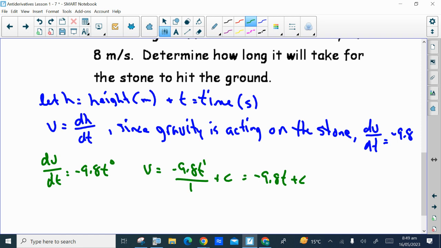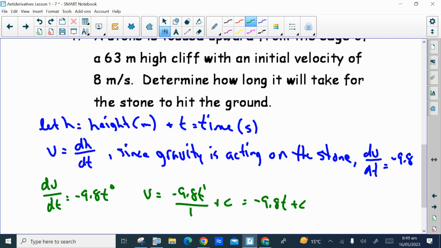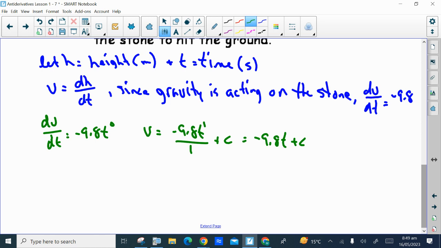So there's velocity. Now we are told that the initial velocity is 8 meters per second. The stone is thrown with an initial velocity of 8 meters per second. So v equals 8 when t equals 0. So this will allow us to determine what c is. So velocity will be 8 at time 0.